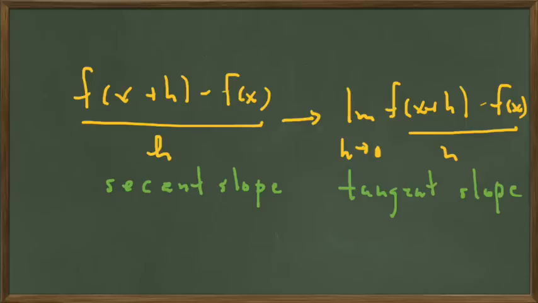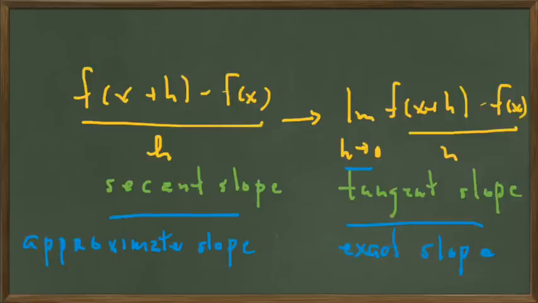So we first tried to get the slope of a curve using the definition of the slope of a line, the rise over run definition. That turned out to give us a secant slope, and we saw on the previous slide that those were inaccurate slopes. But as we let our h value go to 0, we found that we got the slope we wanted, which was the tangent slope. So let's characterize these two different slopes in a slightly different way. We're going to call those secant slopes approximate slopes, and the tangent slope is an exact slope.